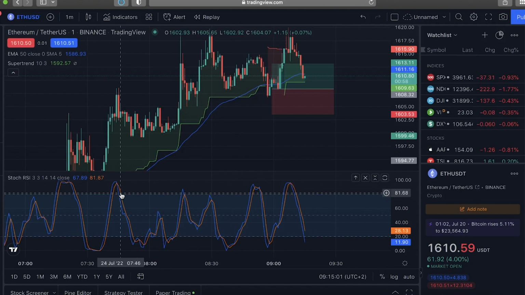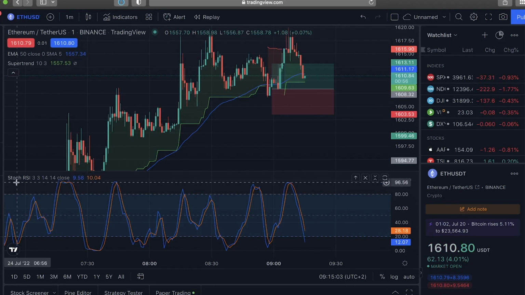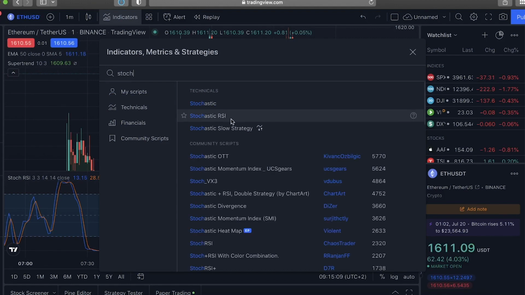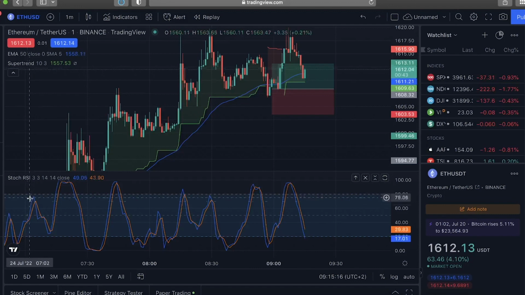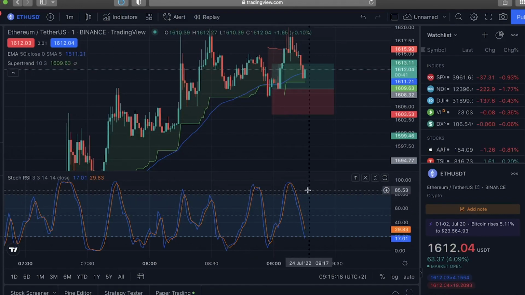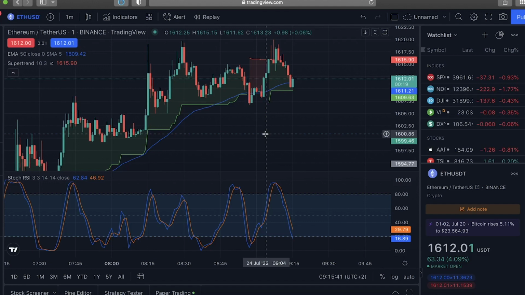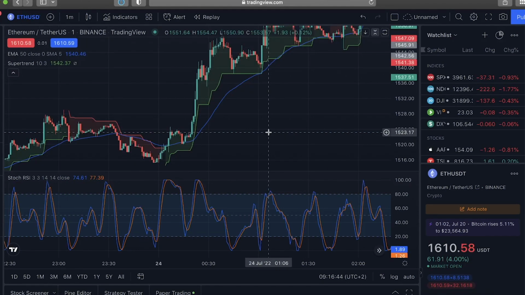The third indicator that we're going to use for this strategy is Stochastic RSI. To do that, go to indicators, type in Stochastic RSI, okay? Type that, and now you will have this indicator right over here, which is basically a simplified RSI with some extra features. Now let's go over the actual strategy that we're going to use to easily secure 10 to 15% gains per trade. Okay guys, so the strategy is as follows.